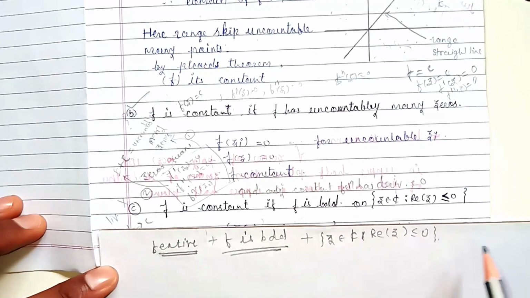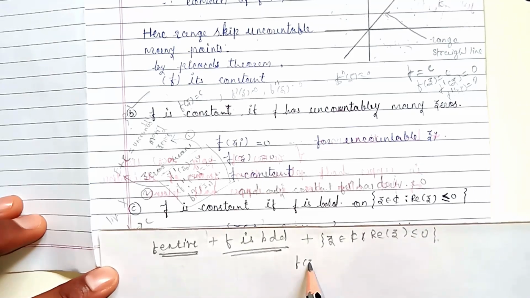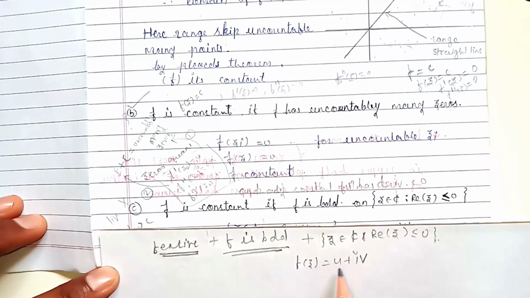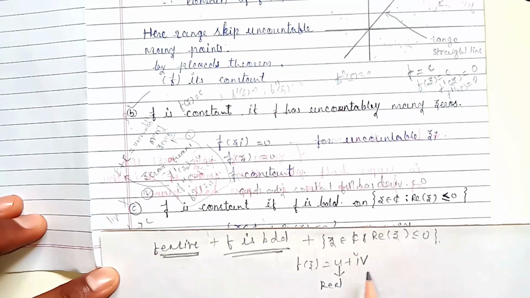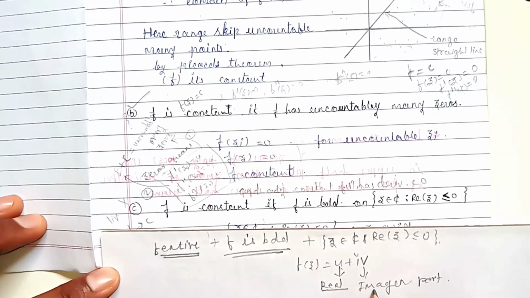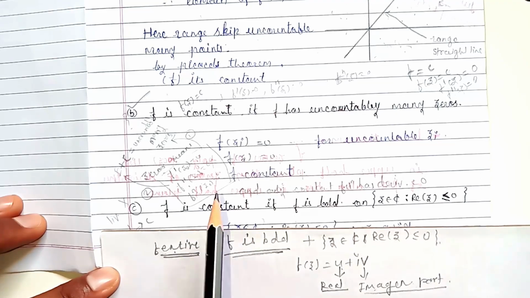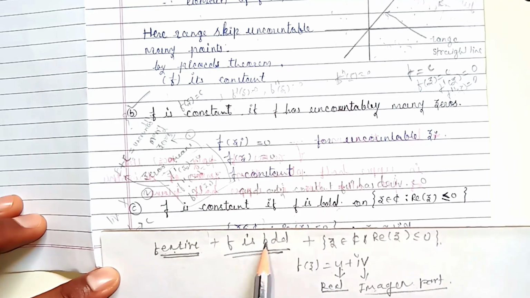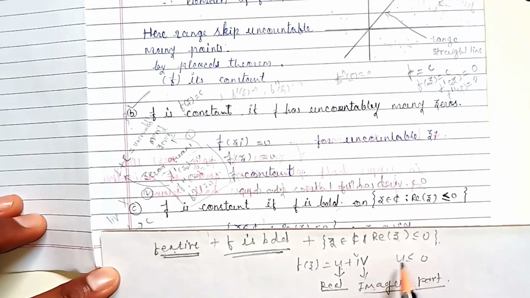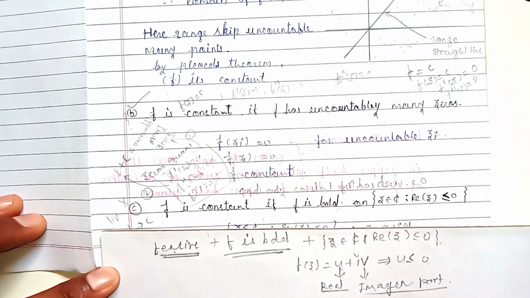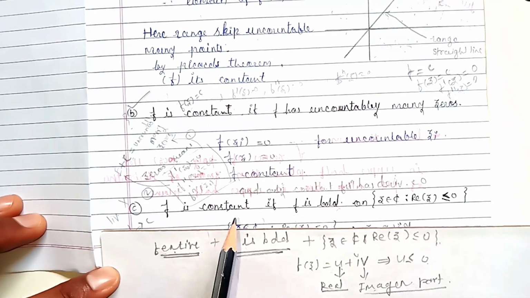Real part of z means if we have f of z as u plus iv, then u is the real part and v is the imaginary part. So f entire is already given in the question, f is bounded here, and the real part of z, that means u, is less than or equal to 0. Then we have to prove that f is a constant.